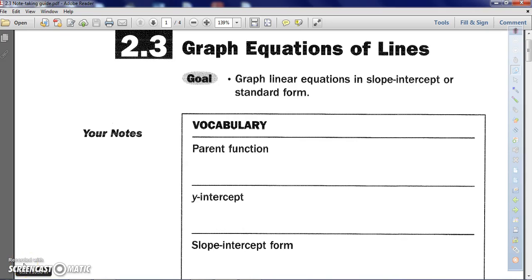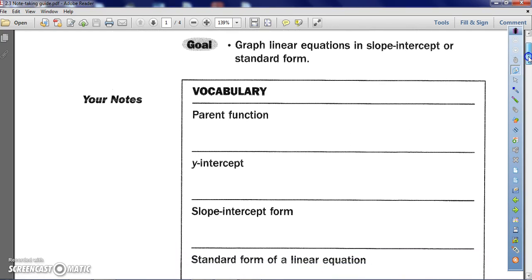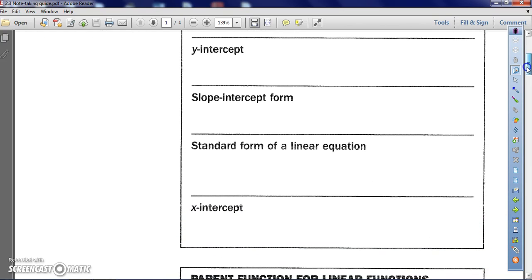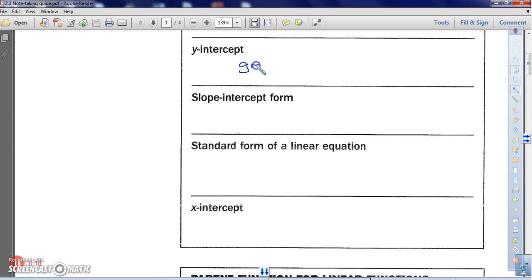This lesson is for section 2.3, graphing equations of lines. Now, at first here we have a little vocabulary. We're going to skip the term parent function for a minute. We'll look at that here shortly. The y-intercept for a line is where the graph crosses the y-axis.